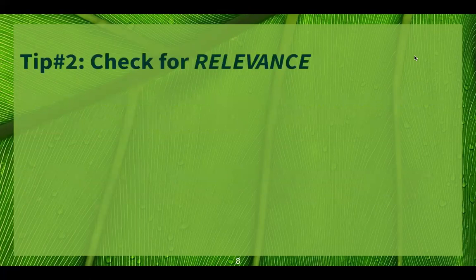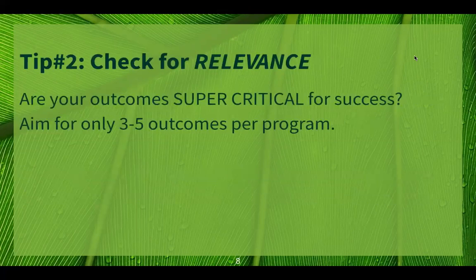Tip number 2, check for relevance. Ask yourself, are the outcomes you're identifying super critical for success? We recommend that you aim for only 3 to 5 outcomes per program, so you can really stay focused on your goals. There might be lots of things you want to accomplish, but if you could only focus your energy on 3 things, what would they be? Another way to think about it is, if this didn't happen, would it be a problem?